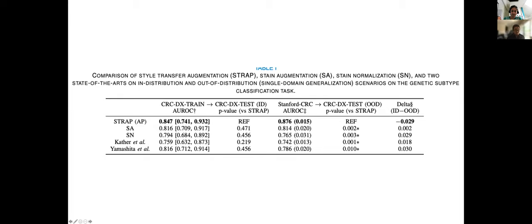I also tested the model performance in an in-distribution setting, meaning that we trained on the TCGA dataset and tested the model performance on the TCGA dataset. So these two datasets stem from the same multi-institution dataset.